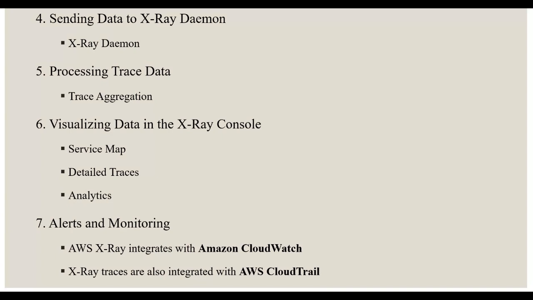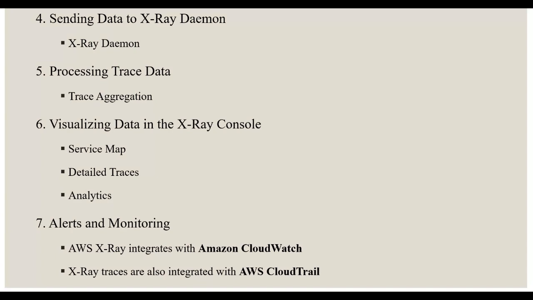For detailed traces, you can click on individual traces in the service map to drill into the details of each trace. It shows your sequence of operations and allows you to analyze performance issues like errors, failures, or database queries in detail. The next is analytics. Analytics allows you to search and filter the traces based on various criteria such as error rates, latencies, and request path. This helps you to identify patterns and optimize performance.